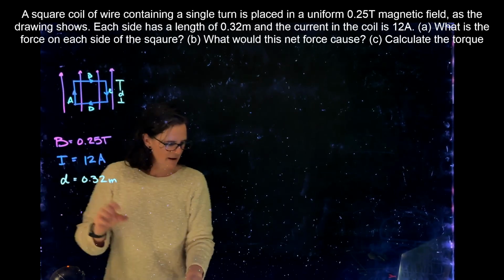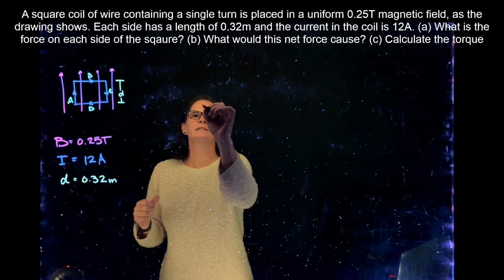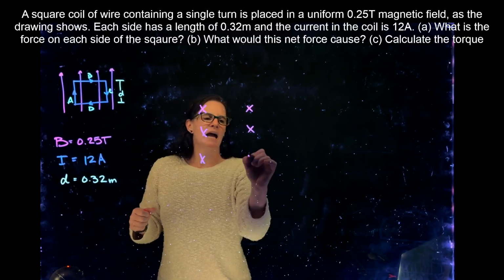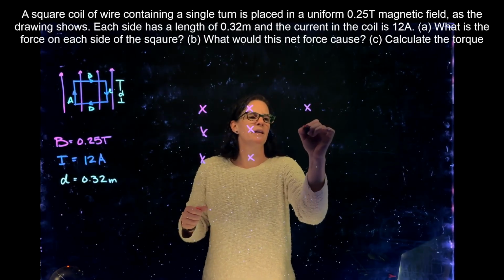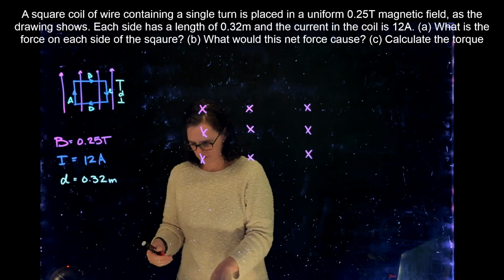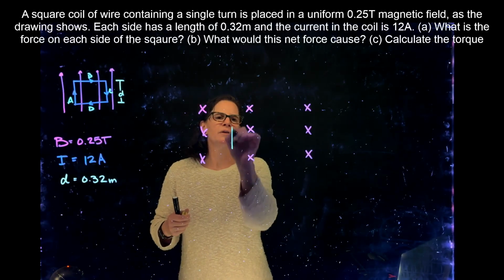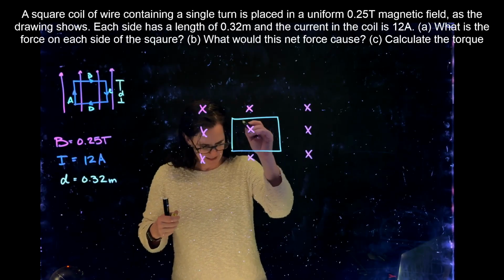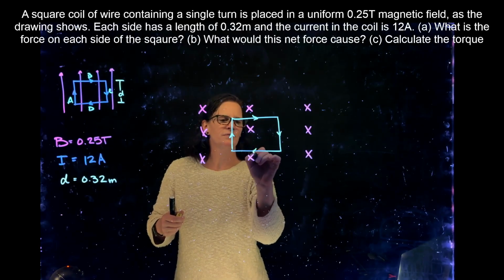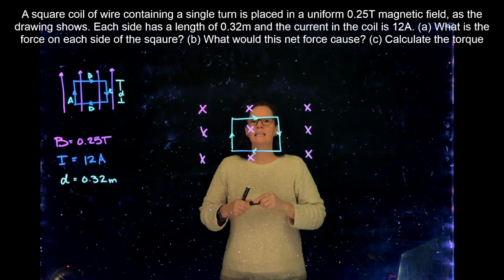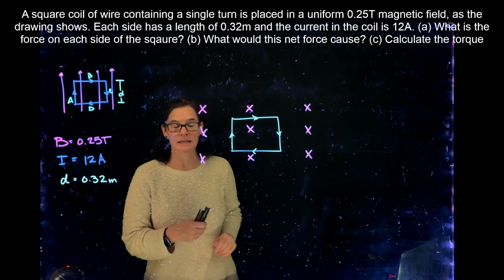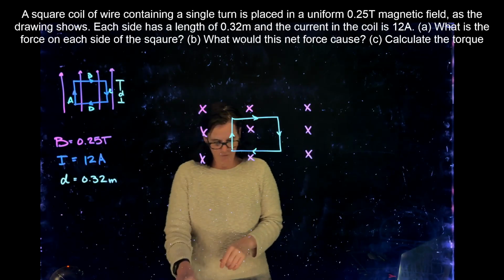All right, so if we imagine that our magnetic field is going into the page, and I have a current carrying wire like this, in this orientation, what would we see about the forces? Now, every wire is experiencing a force.